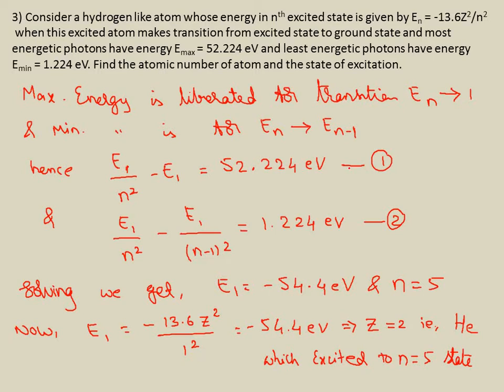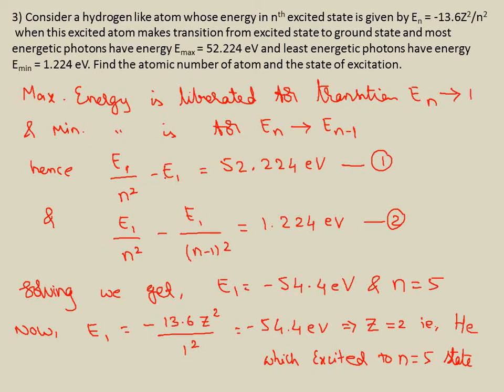Understand this concept very clearly. Are you getting the point here? This difference of energy is nothing but the maximum photon energy, which is given as 52.224 electron volt. That's given for us. So how can we represent this 52.224 electron volt energy? It is the difference of the energy levels between the nth orbit and the ground energy level. The nth orbit is E1 by n square and E1. And what do you mean by this E1? Ground state energy, isn't it?